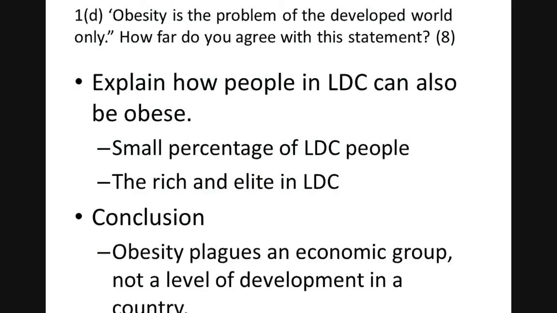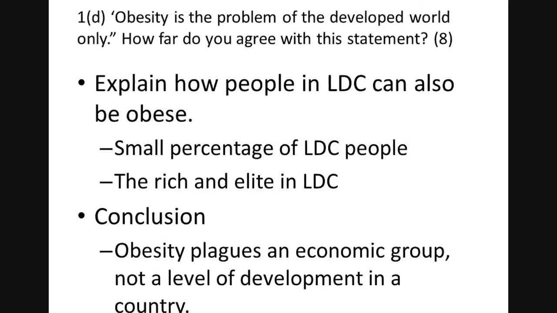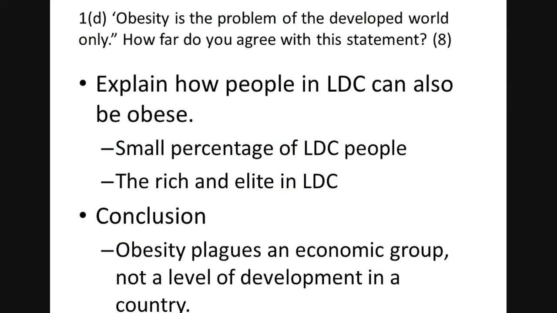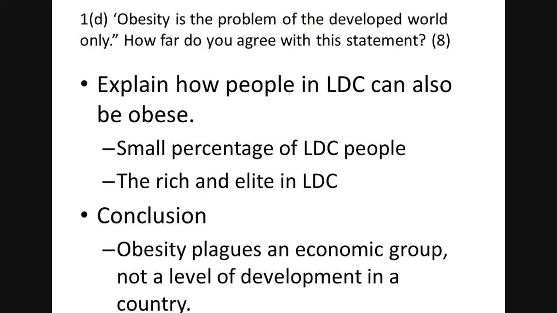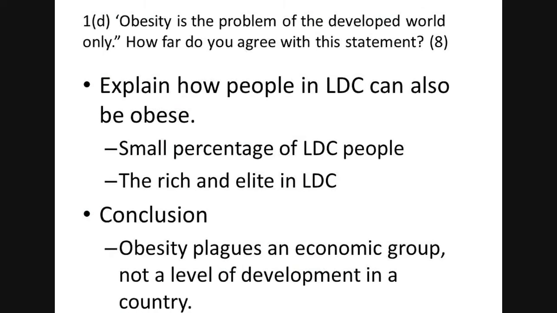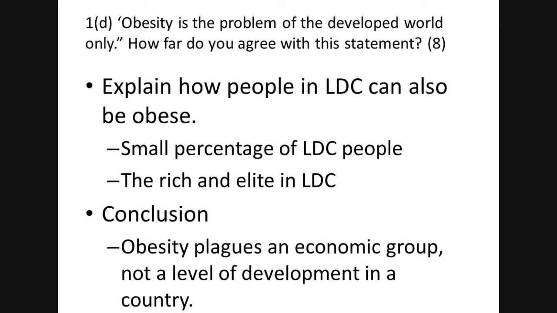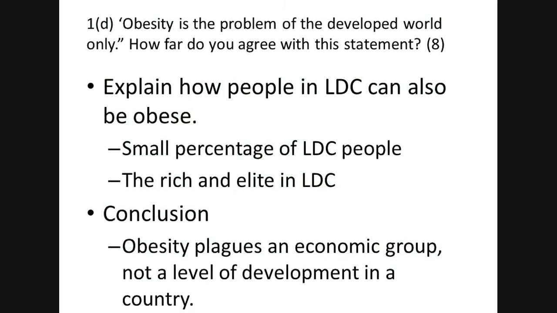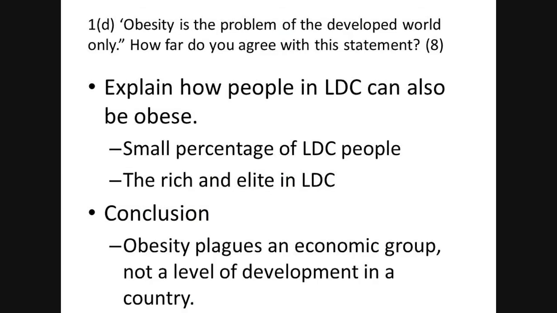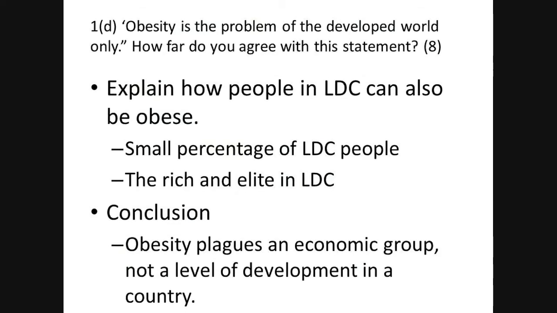Now after you have talked about that, you go on to the contrast factor, which is LDC. How can people in LDC be obese? Is it a large group? Is it a small group? Who are these people who, despite the general population being in a state of malnutrition, they are in a state of obesity? Okay, then you conclude, and the key point to bring out in conclusion is that obesity plays an economic group, not at the level of development in a country.